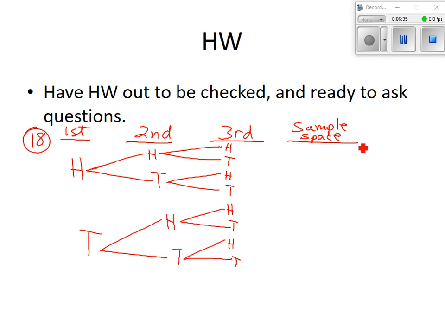What do we get on this first route? All heads. The second route: head, head, tail. Third route: heads, tails. Fourth route: tails. Fifth route: tails, head, head. Sixth route: tails. Seventh route: tails, tails, head. And the last route: tails.